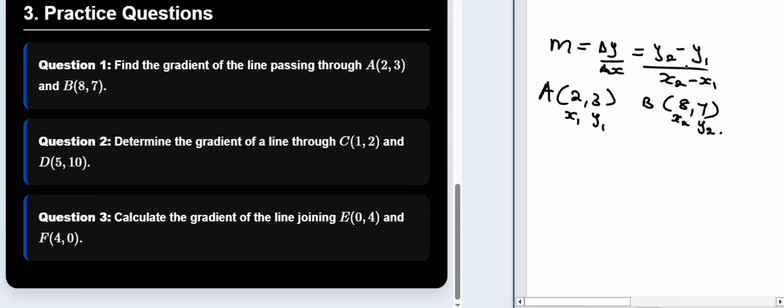So our change in y and change in x will be y2 minus y1 divided by x2 minus x1, which becomes 4 over 6, which is 2 over 3.